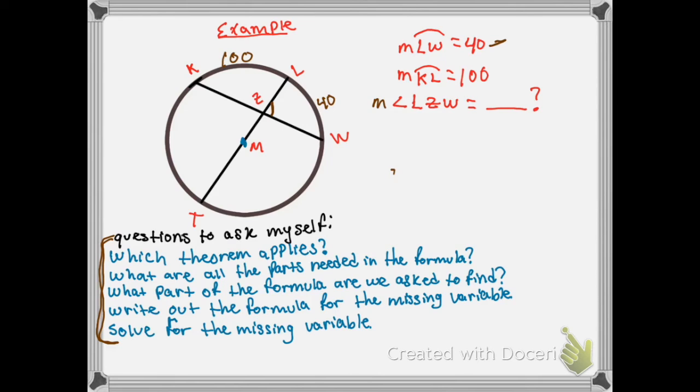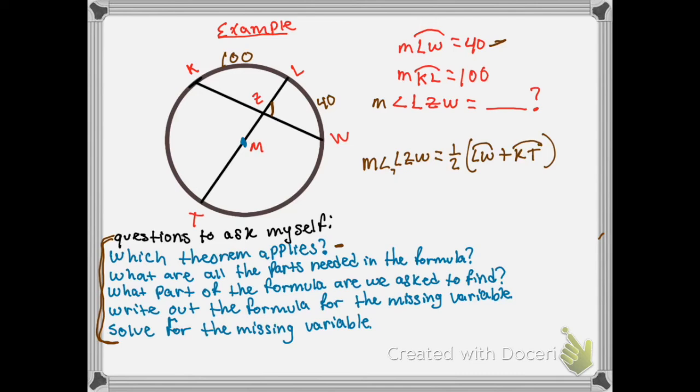Well, I have to think to myself, let's go through the list. Which theorem applies? Remember that we have 2 theorems. We have the intersecting chord theorem for angles and for segments. In this case, I'm looking for an angle, so I'm going to use the angle theorem, okay? What are all the parts needed in the formula? Well, if I wanted to find that, I'm going to rewrite the formula. That is the formula here.